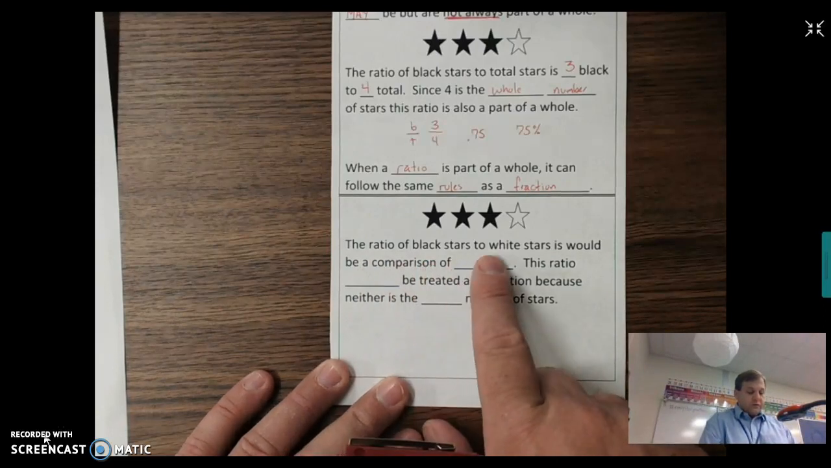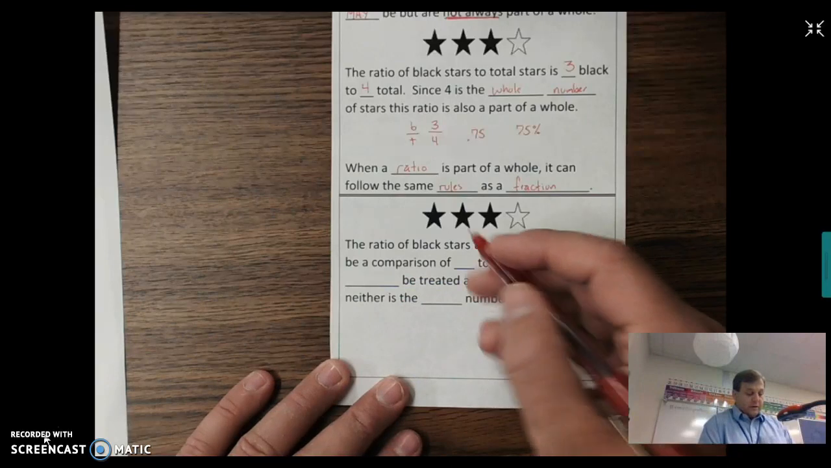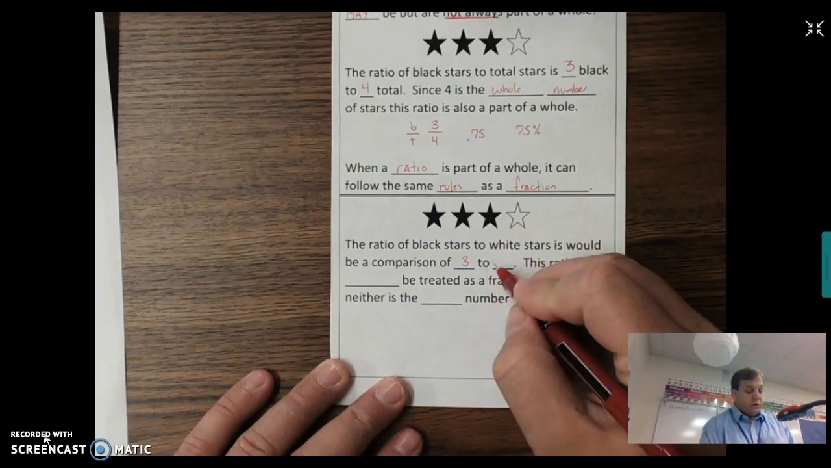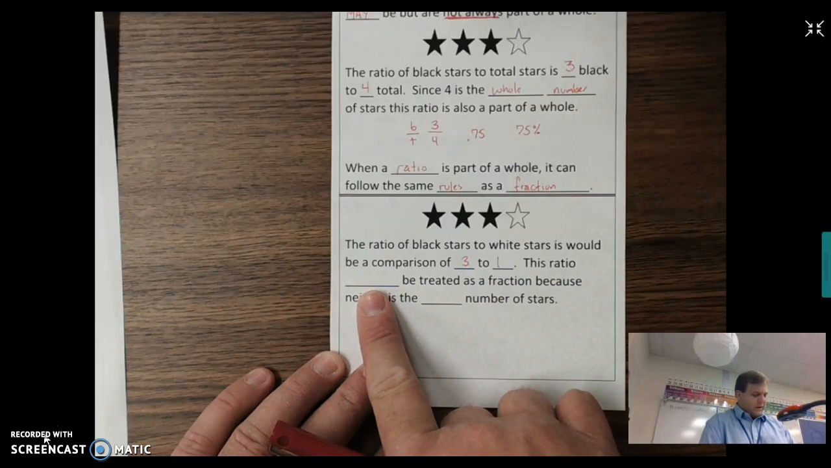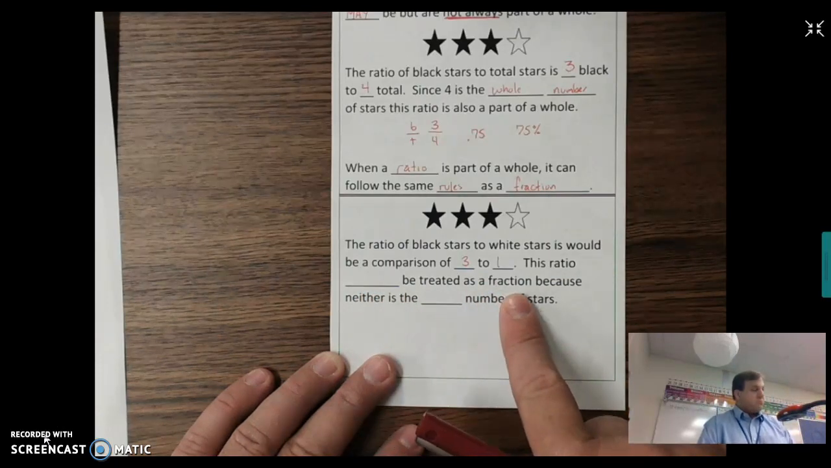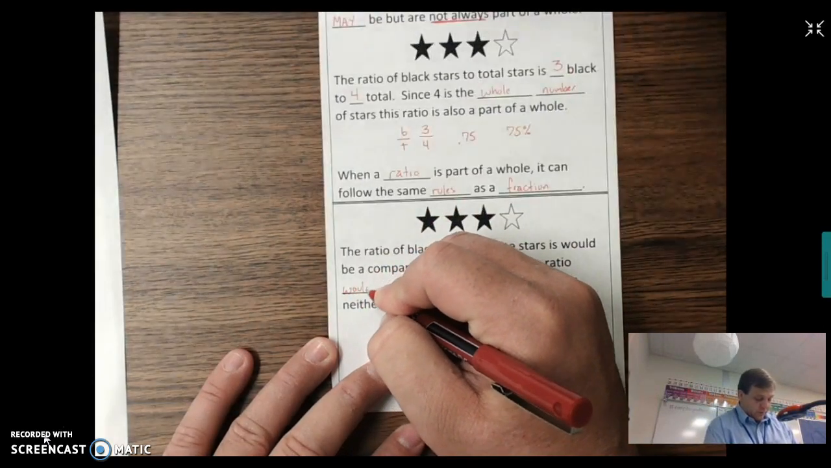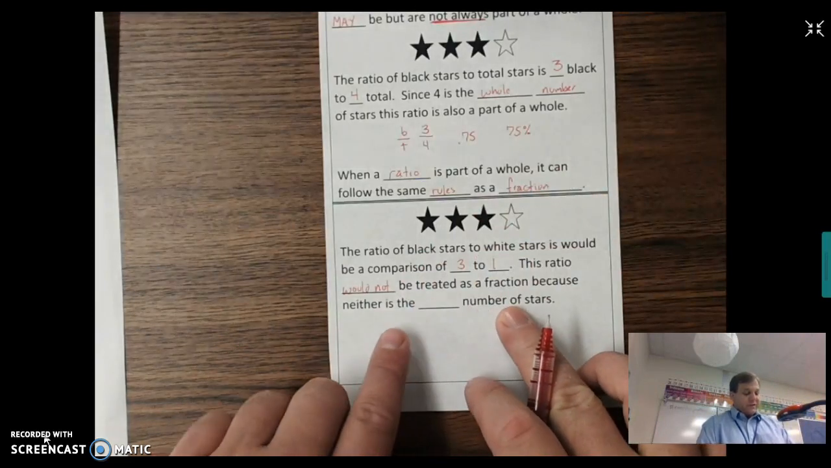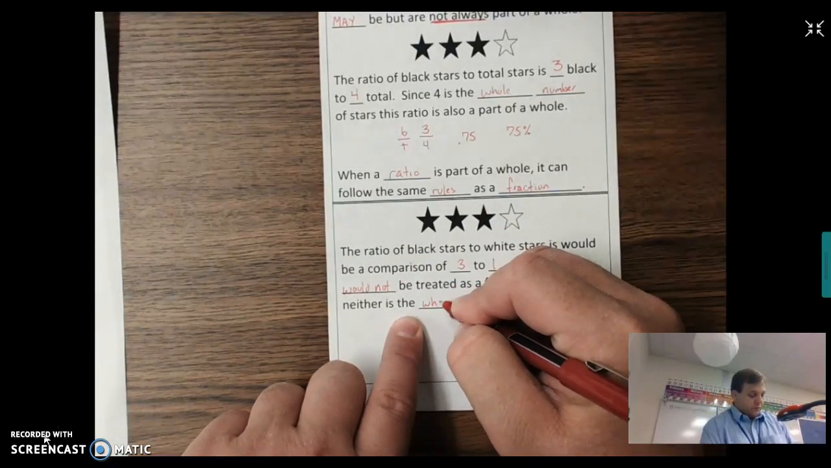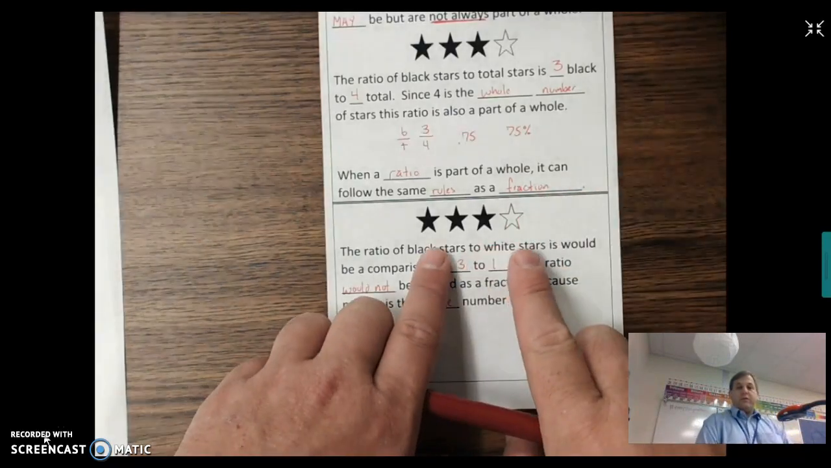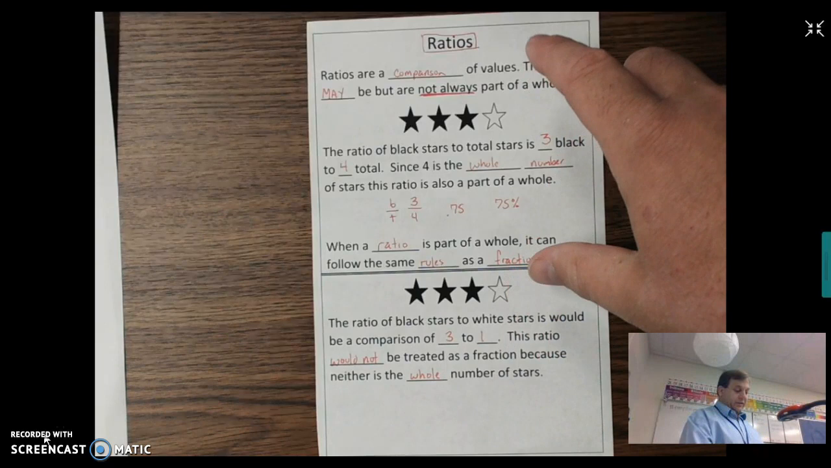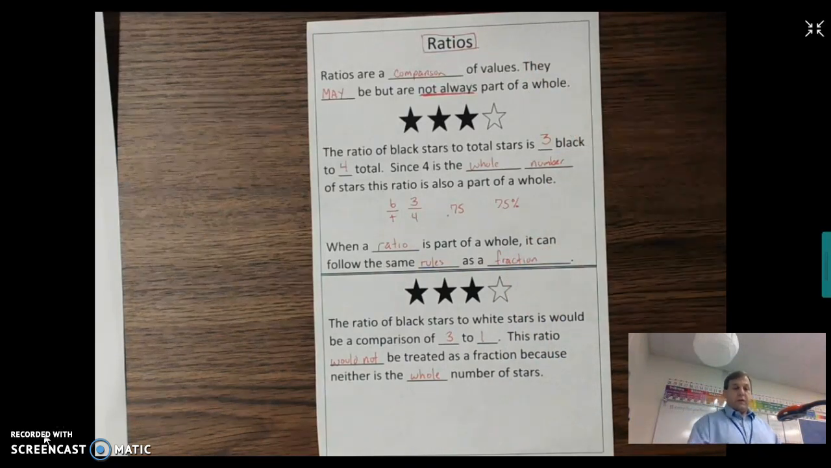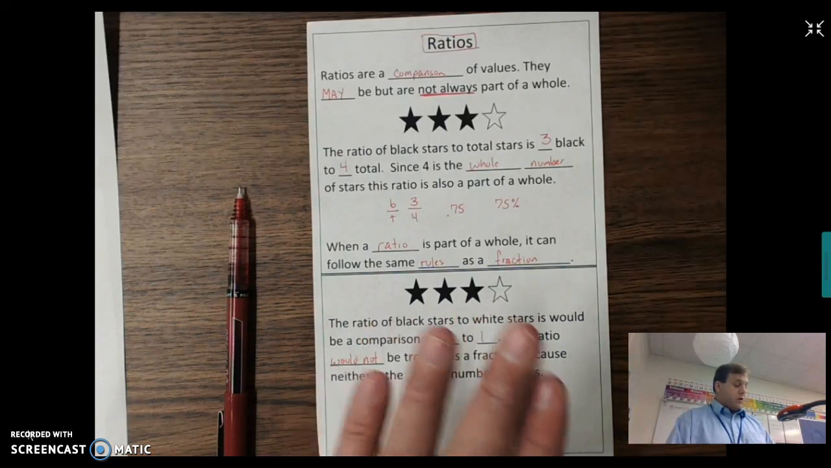Okay, now let's look at another ratio. The ratio of black stars to white stars would be a comparison of 3 black stars. How many white stars? 1 white star. This ratio would or would not be treated as a fraction? Would not be treated as a fraction because neither is the whole number of stars. We're not dealing with a part of a larger whole. We're dealing with 2 separate values here. Okay, we're not going to look at ratios just yet a lot, but I want to introduce this concept because it's going to be important later on. So that's all for the notes right now, and this is a little longer than it normally will be, so this should be about how they go on a normal basis when you do them at home.